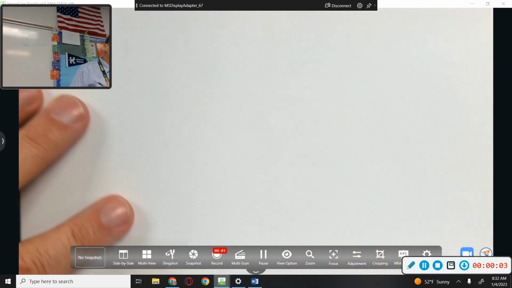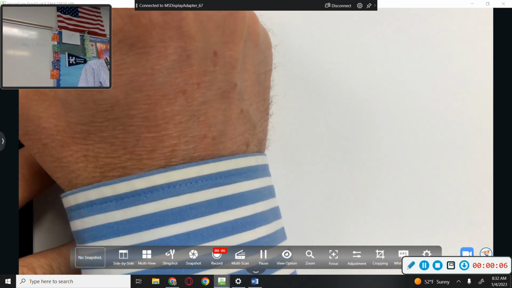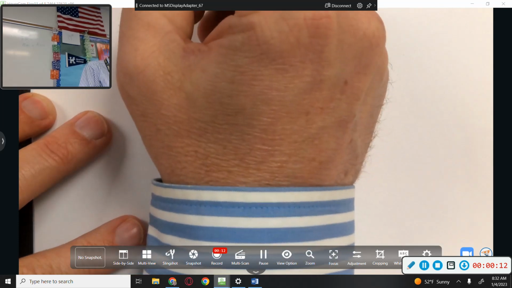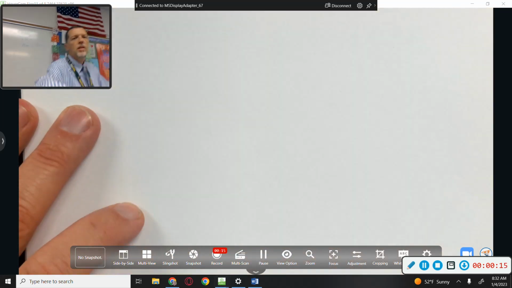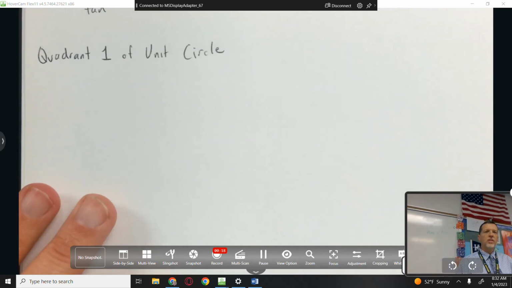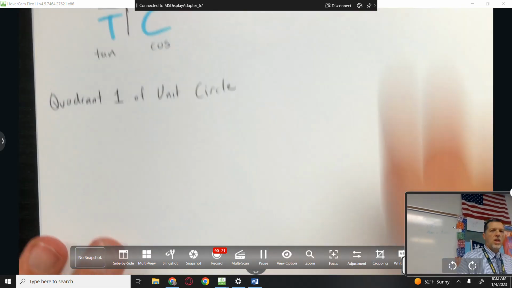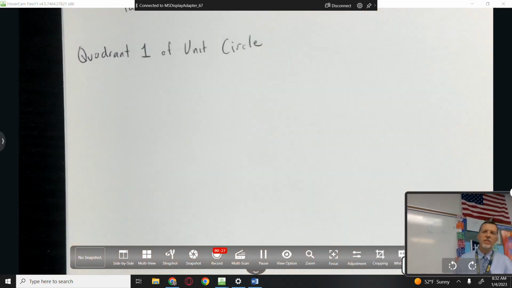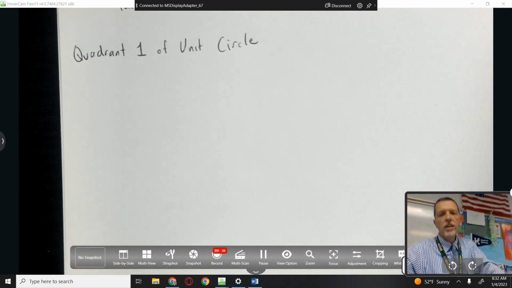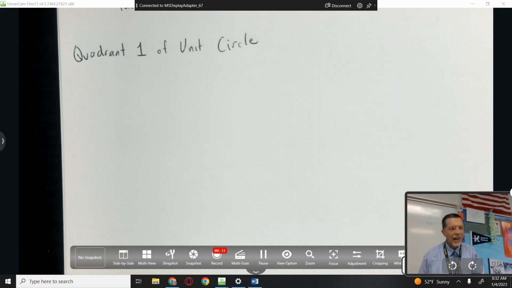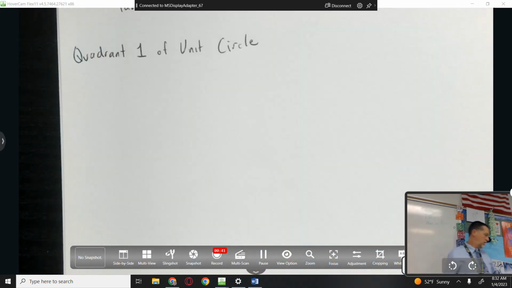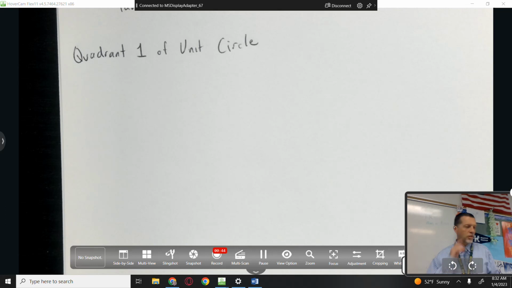So let's redraw, and we'll do it together in case you forgot anything. Quadrant 1 of the unit circle. So get something out, we'll draw that together, kind of walk through, not quite from scratch, because remember we took a whole day to draw this thing. We're not going to do that again, but we are going to do the first quadrant.